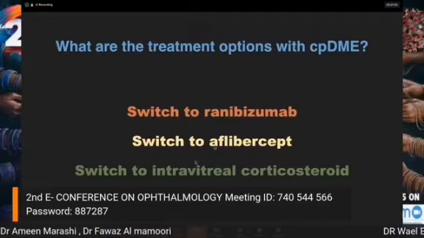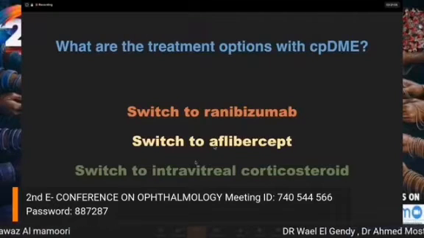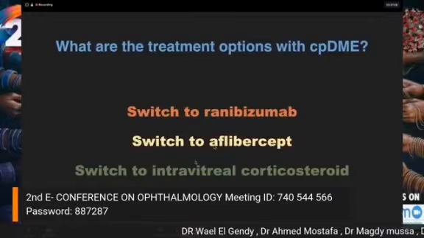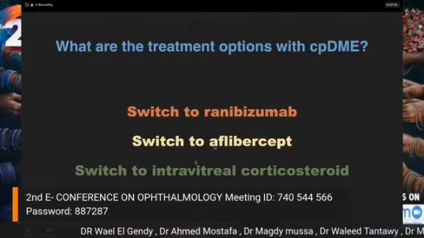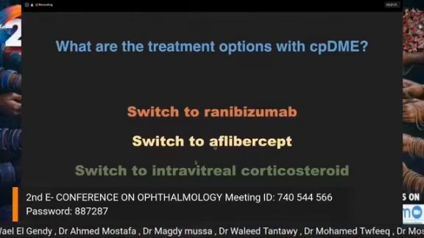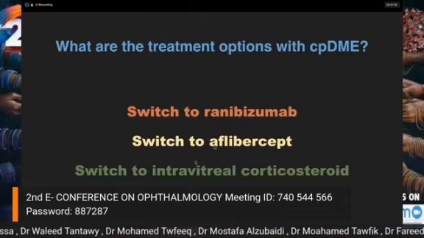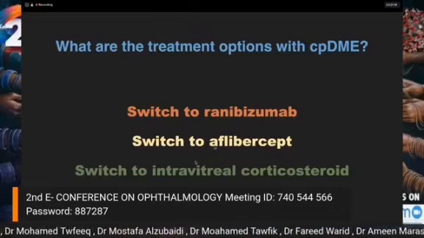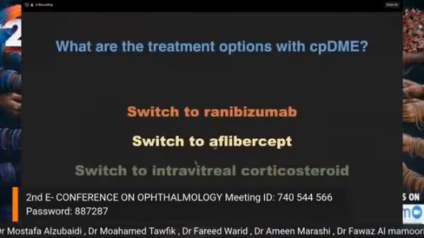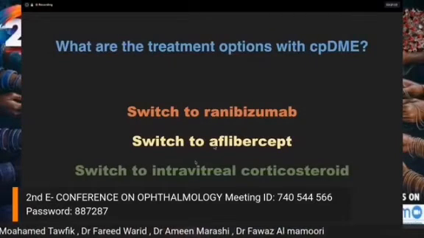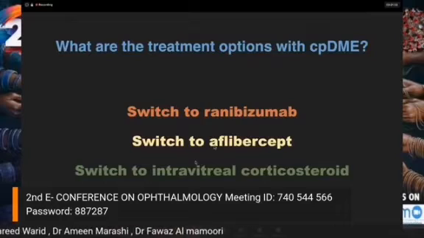So I decided to take an aflibercept. When I go back to the literature, I see there is now a protocol conducted, like Protocol AC. They try to explain, it's in phase 2 clinical trials, they try to assess the early switch from Avastin to Eylea.